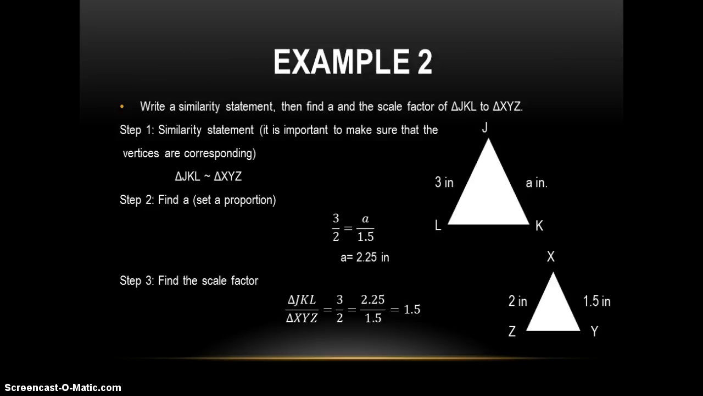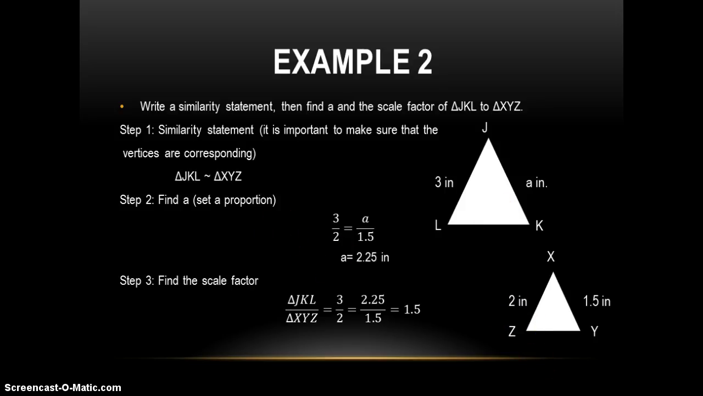Example 2. Write a similarity statement, then find A and the scale factor of triangle JKL to triangle XYZ. So we have step 1. We have our similarity statement. It is important to make sure that the vertices are corresponding. So triangle JKL is similar to triangle XYZ because J matches up with X, K matches up with Y, and L matches up with Z.